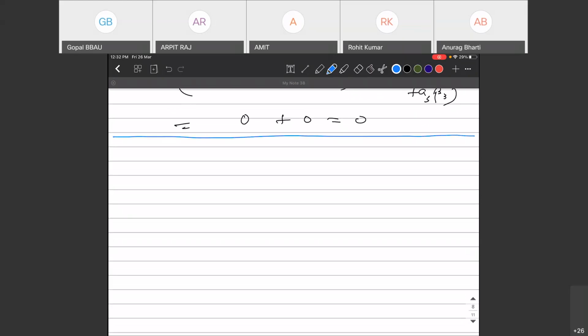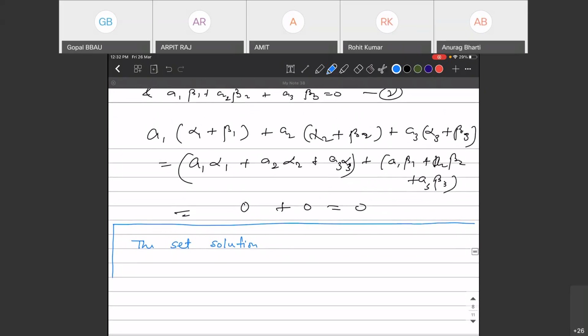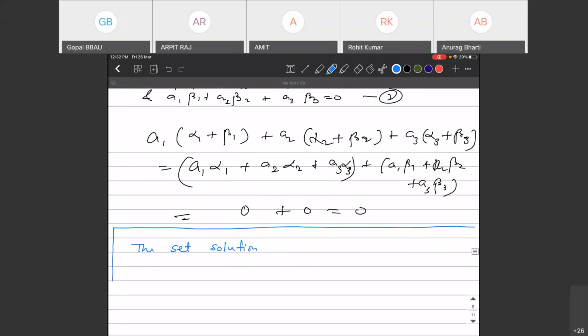So the set of solutions, what we have proved is: if we have two solutions, then their sum will again be a solution. If we have a non-trivial solution and we scale it, meaning we multiply that solution by any scalar, it will again be a solution.